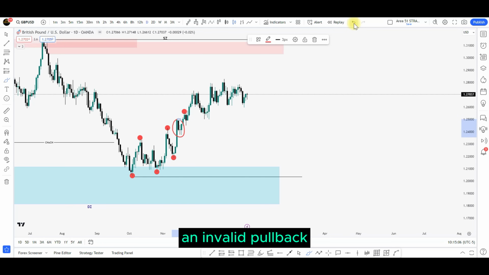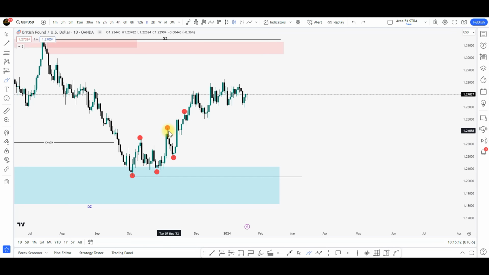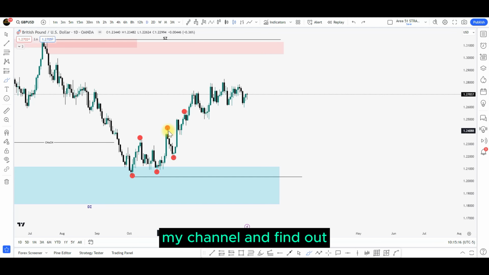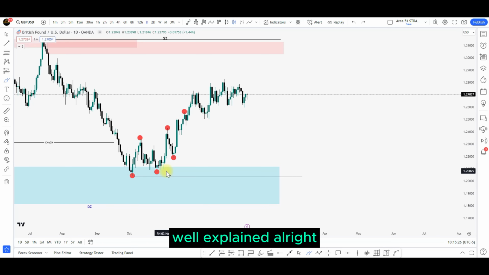An invalid pullback. So you got to be able to identify pullbacks too. If you want to watch how I identify pullbacks, I'm going to make more videos about that. You can go to my channel and find the video that explains how to identify valid and invalid pullbacks. You can also get that information in the ebook, well explained.